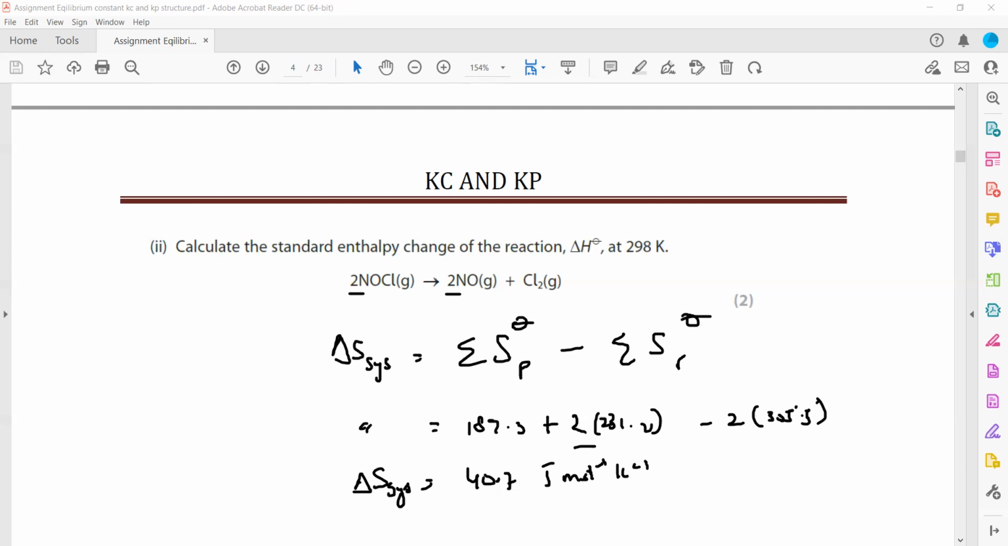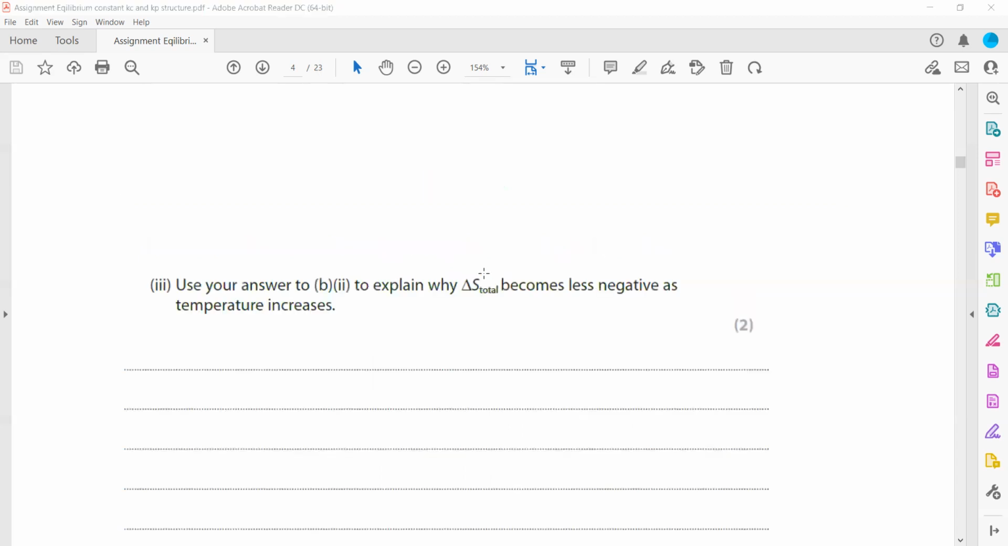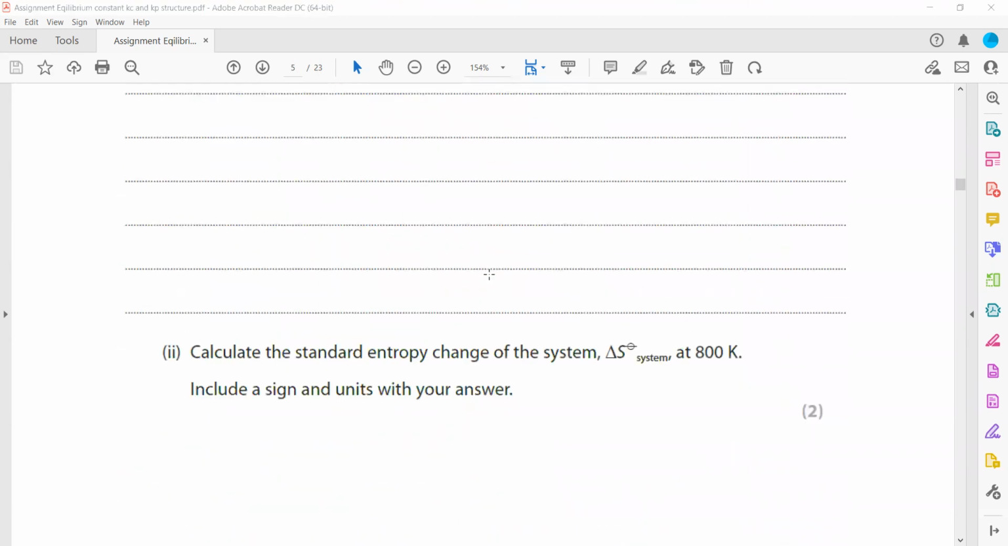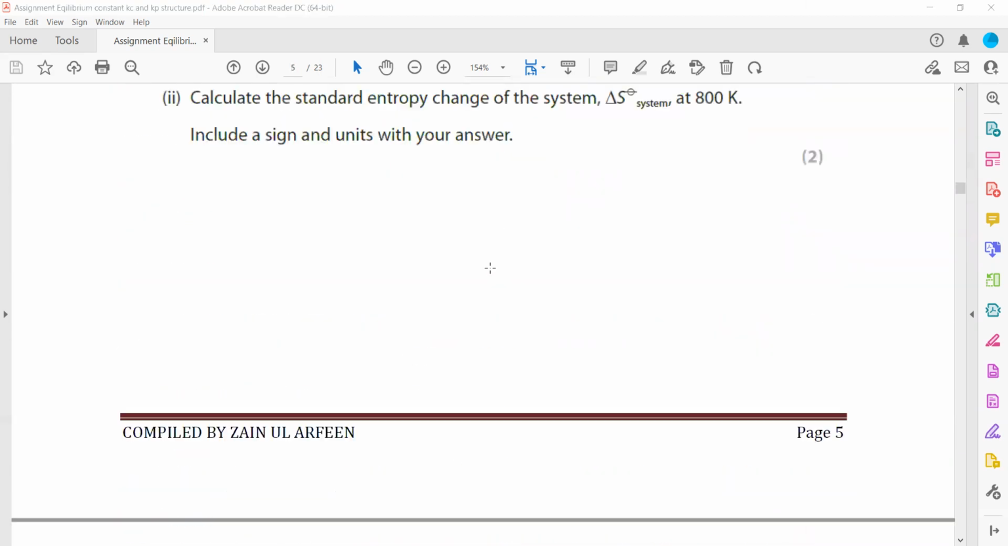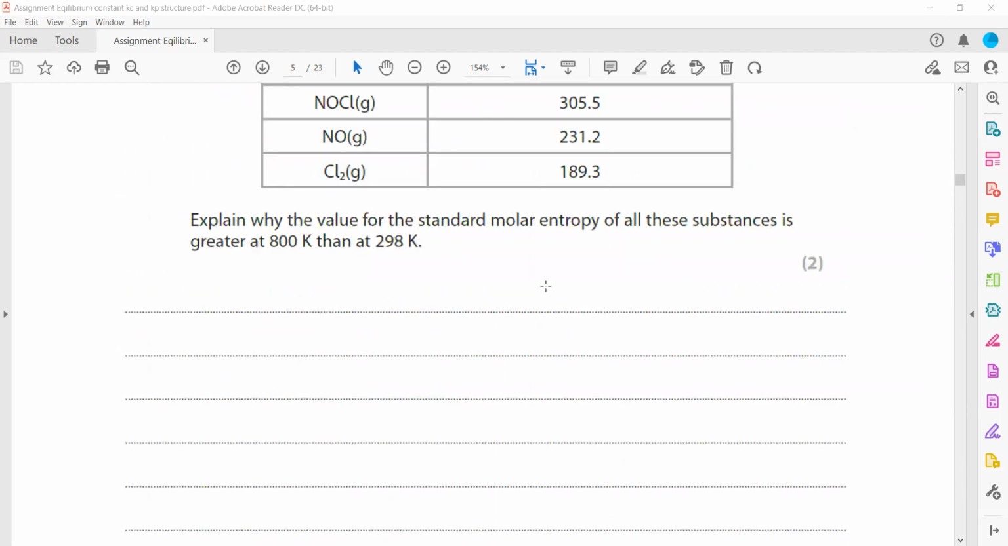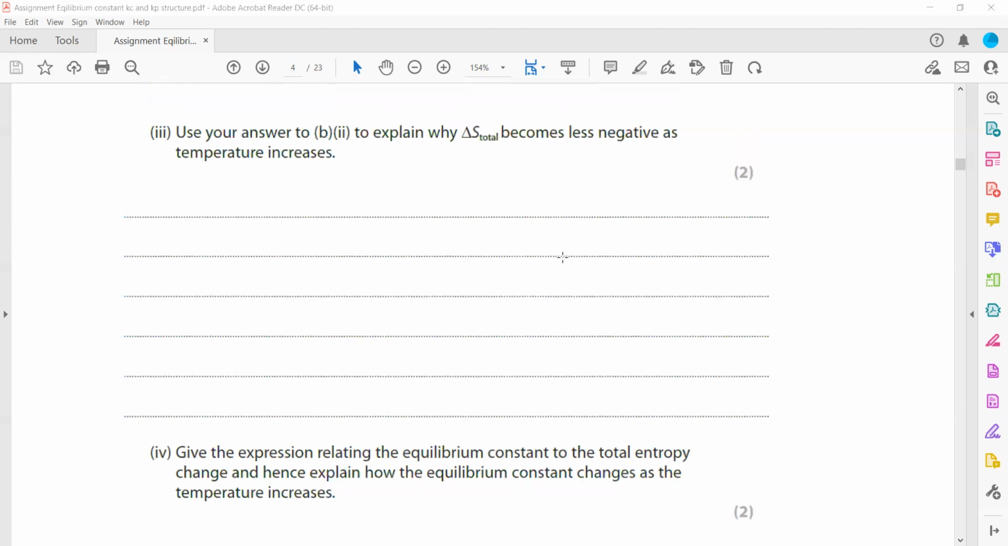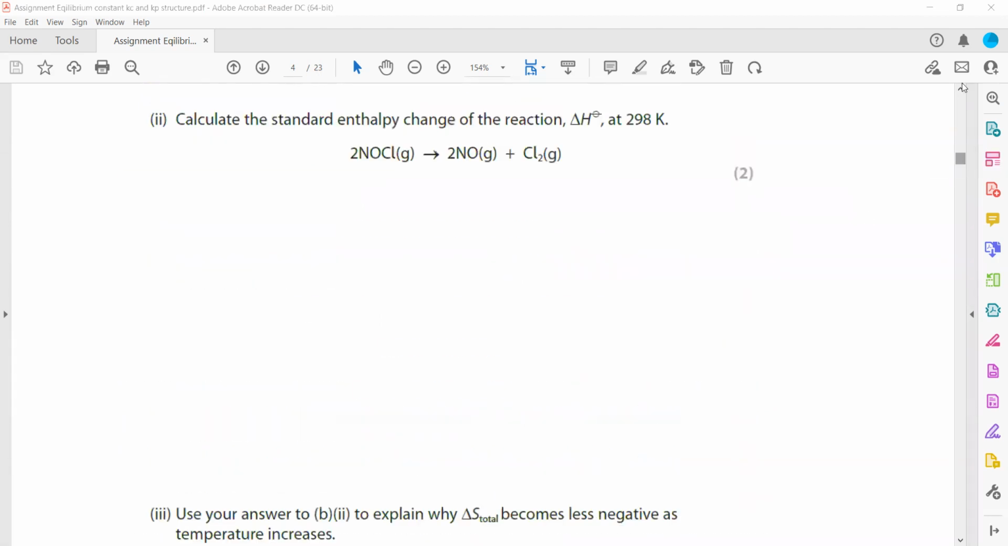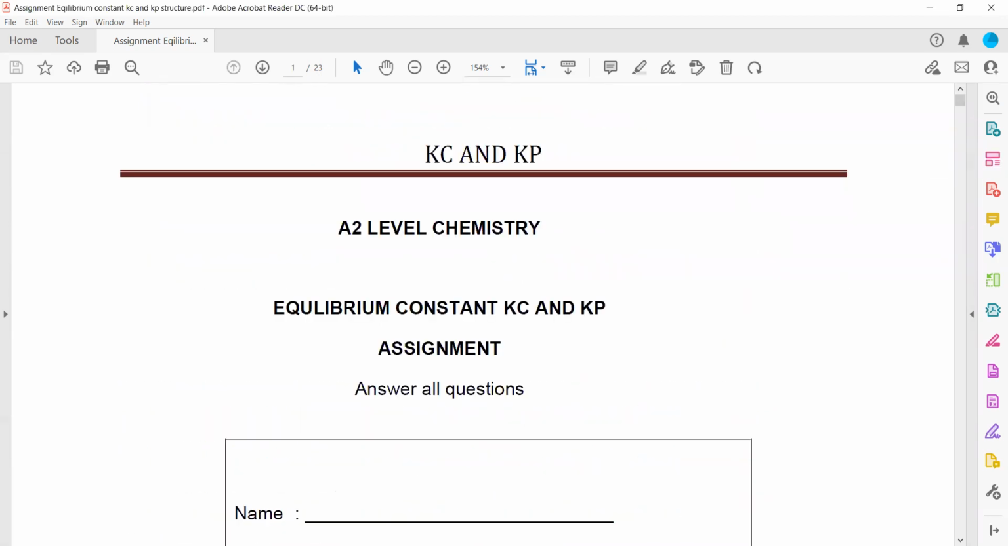And the next part, we need the entropy of the surrounding. So it is minus delta H by T. It means the enthalpy change divided by temperature will give us the entropy of the surrounding. So this is for the system only, and the surrounding we can also work out. So this was question 1, related to the topic equilibrium constant Kc and Kp.